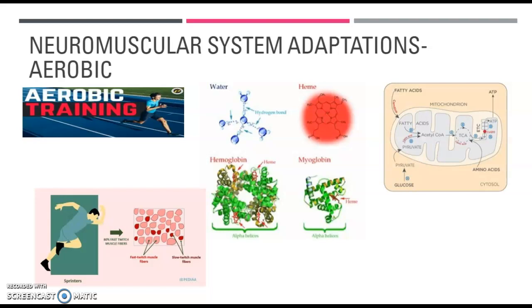The more mitochondria that the athletes have in their muscle tissue, the more energy can be produced through aerobic exercise through a good supply of oxygen.